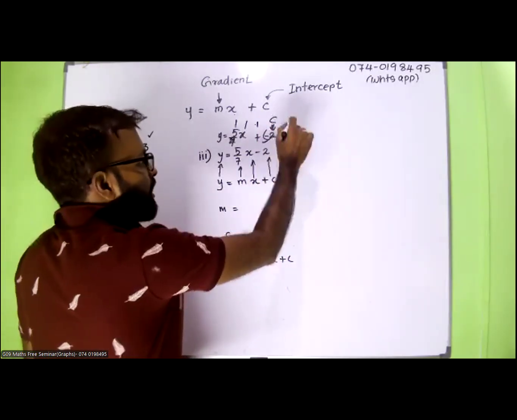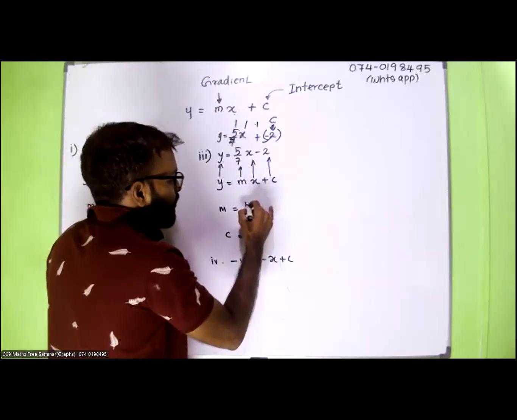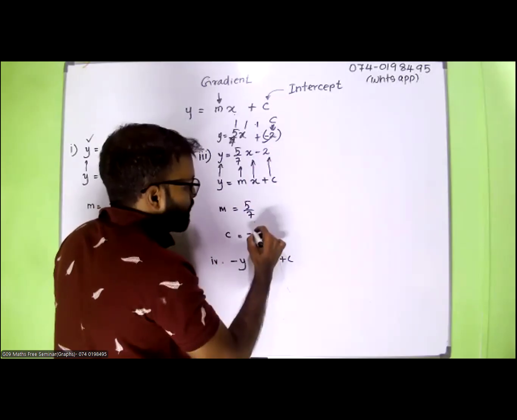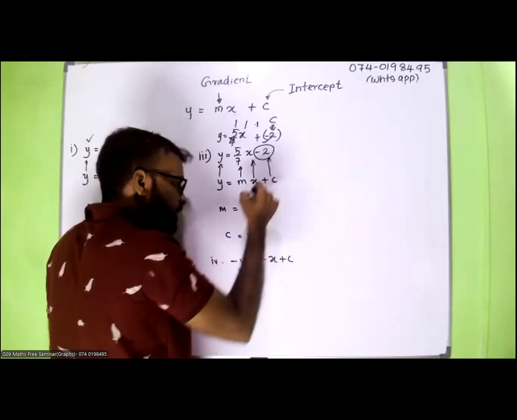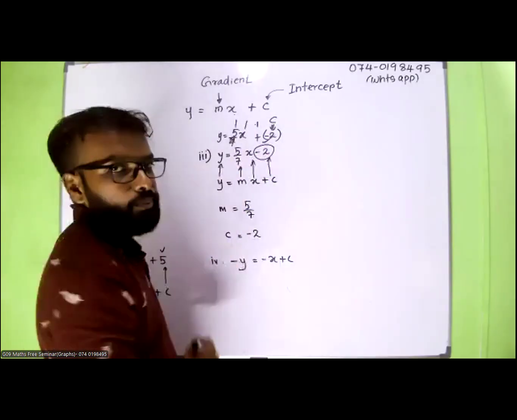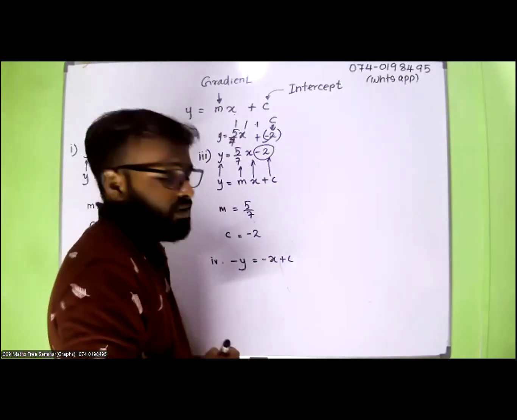They will not give it like that, it is not for small children. So m equals 5 upon 7. C equals minus 2. If you have minus 2 here, yes, c equals minus 2, because positive into negative is negative.